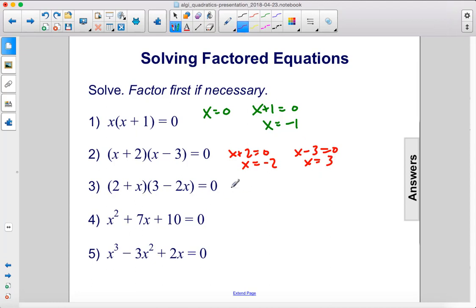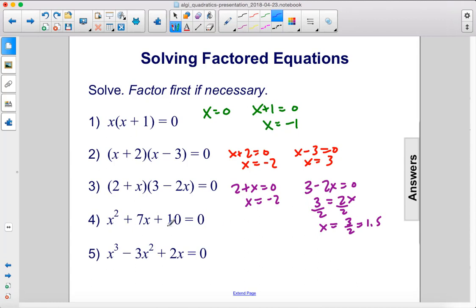Number 3. We have 2 plus x equals 0 or 3 minus 2x equals 0. So that becomes x equals negative 2, and this becomes 3 equals 2x. Divide both sides by 2, and we get x equals 3 over 2, which is 1.5.